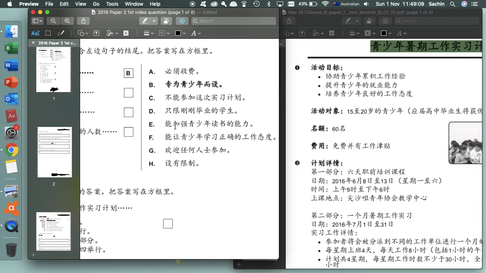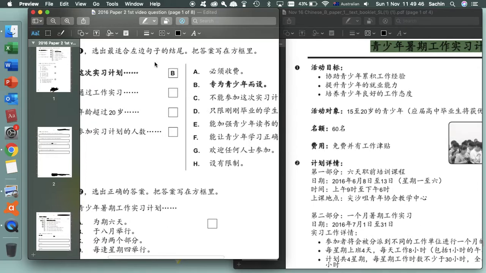E is wrong because it says it can strengthen young people's studying, 读书, which literally means read book. However, this work experience is focusing on employability, 就业能力, not studying, so E is out. But F says 能让青少年学习正教的工作态度. 正教 is like correct or good. In this case, it's talking about allowing kids to study good working attitudes, which is what the activity wants to have in mind. So F is the correct answer.